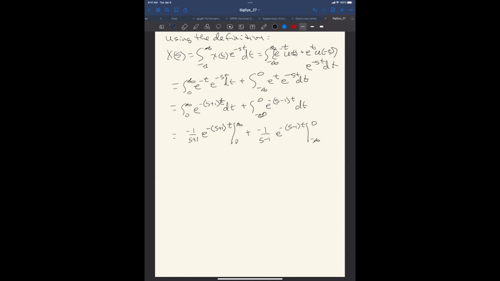All right, this term then becomes minus 1 over s plus 1. I have e to the minus s plus 1 times infinity, and the 0 term, minus e to the 0, which is 1. And the same thing happens over here, but of course e to the 0 is 1, and then I have minus e to the minus s minus 1 t, where t is minus infinity.